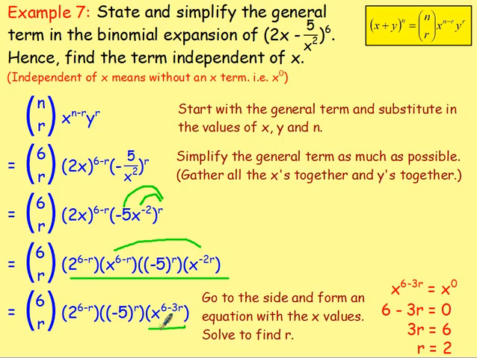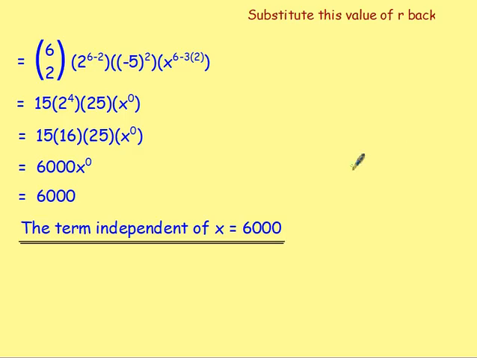We know that it is independent of x, so x will be to the power of 0, meaning it will disappear and that will become 1. So set them equal, solve to find r, and then you can sub that back in. Doing that, you will end up with something times x to the power of 0, which will just give you a number, meaning that that is basically your answer.